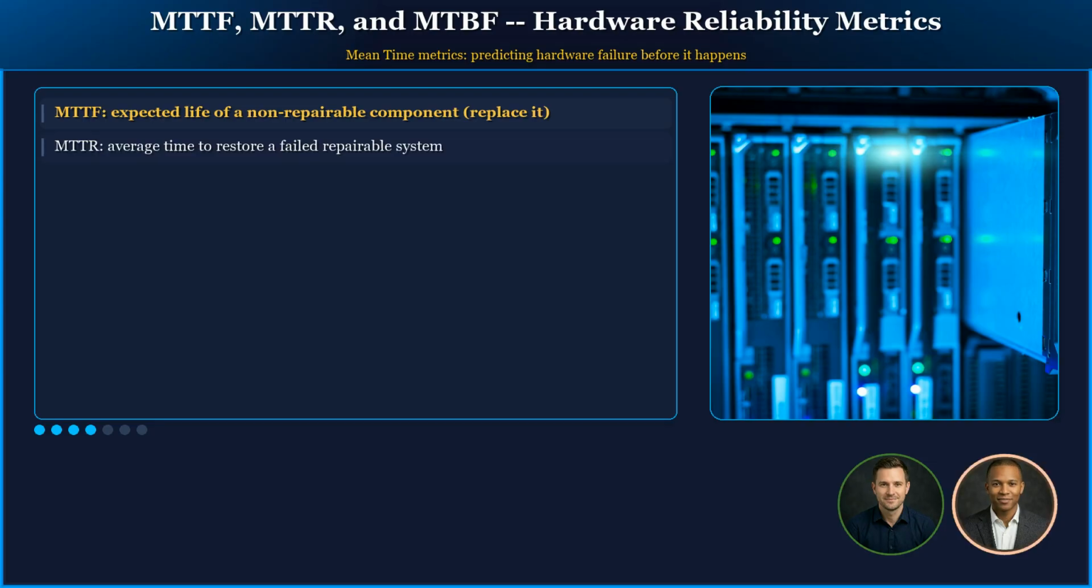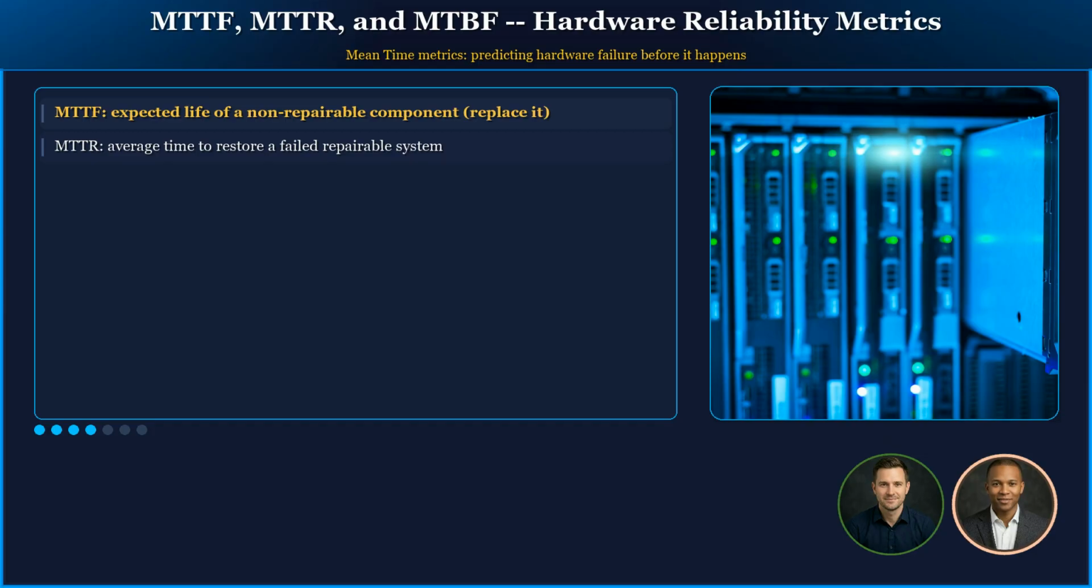MTTF is mean time to failure. It represents the expected lifespan of a component you replace when it fails, not repair. Think of a hard drive rated at 50,000 hours MTTF. That does not mean every drive lasts exactly 50,000 hours. It means across a large sample, the average time to failure lands around that mark.